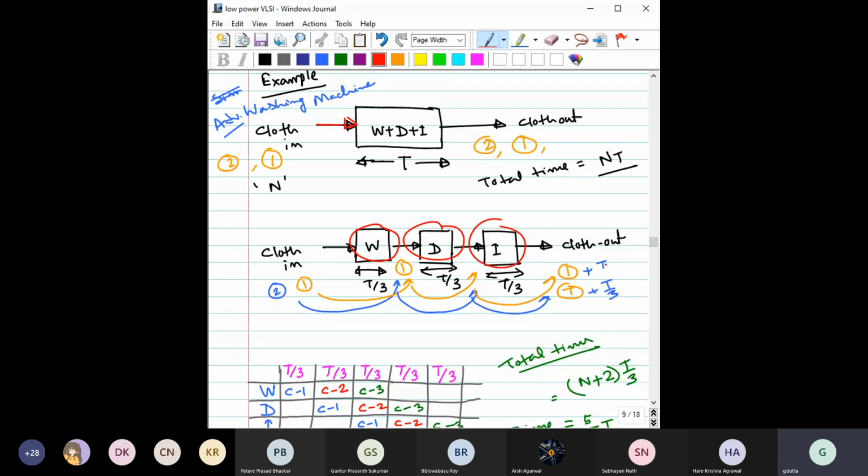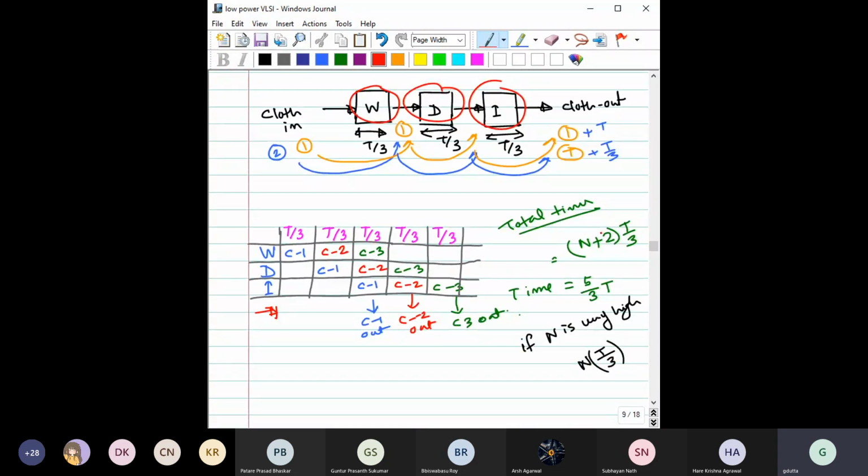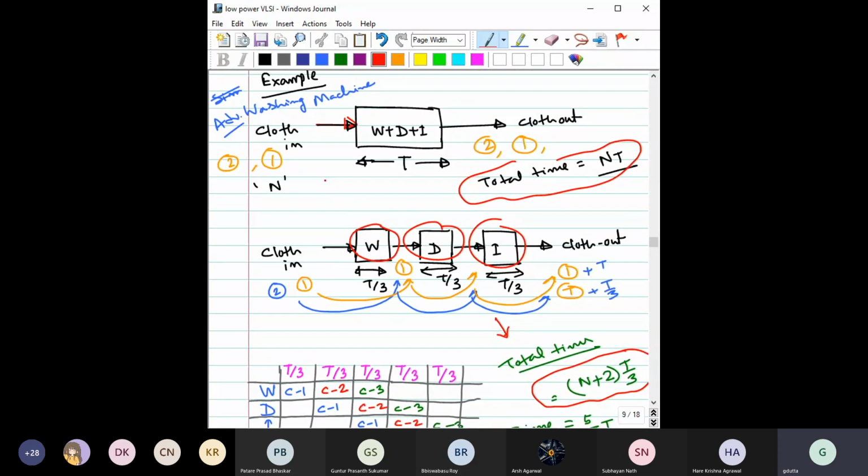And you can see here, to wash and iron n number of clothes, you need a total of n into t time. However, in this case, for n number of clothes, you need (n plus 2) into t by 3 time. So obviously, for the next design, the speed is much higher, or the throughput is much higher, right? So now what we will say, if we just break from this to this, our speed will increase, right?